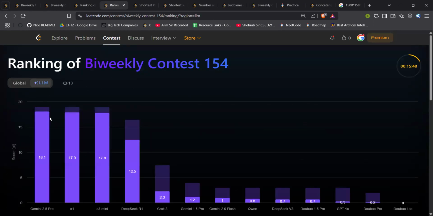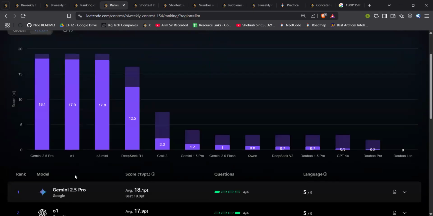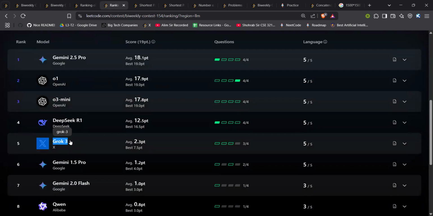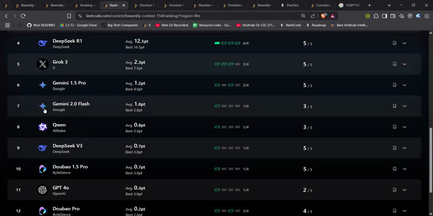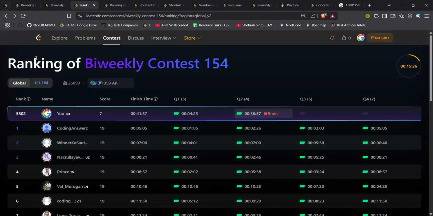Gemini 2.5 Pro. It's better than all. Huh? Well, whatever. Anyway, we're happy. We solved the problem. Thank you very much. Although I could not explain the problems that well, I was speaking nonsense, but yeah, that's it.